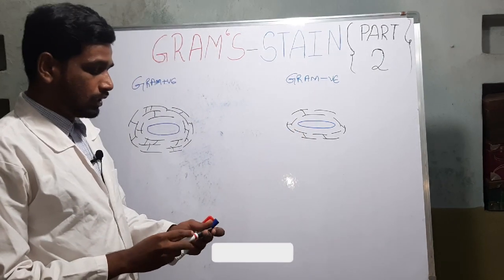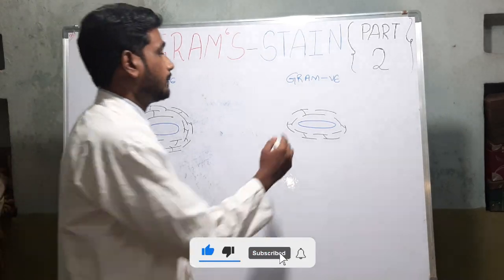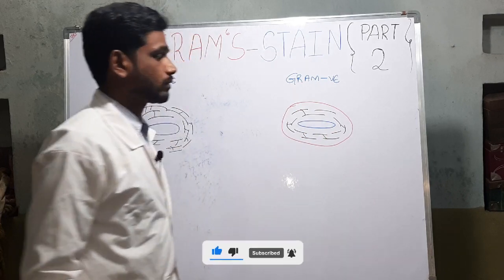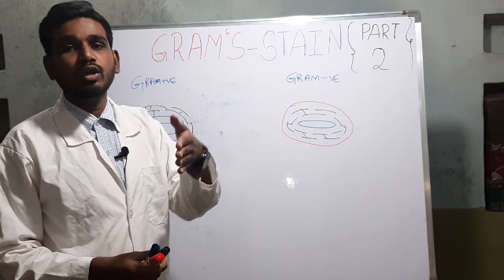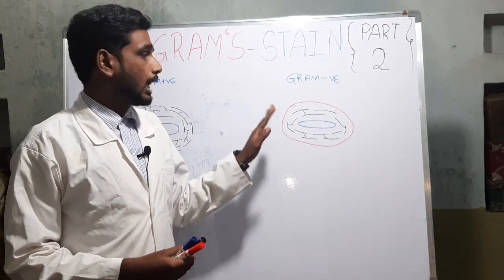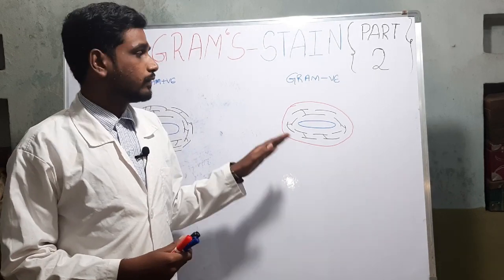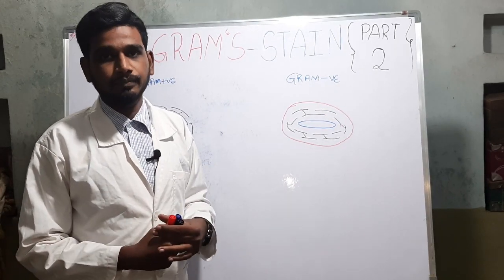The other feature in the gram negative bacteria is the outer membrane. Yes, I know that the outer membrane has different parts again, but I am not discussing them over here so that you don't get confused. Whatever is important for the gram staining, I am discussing that.